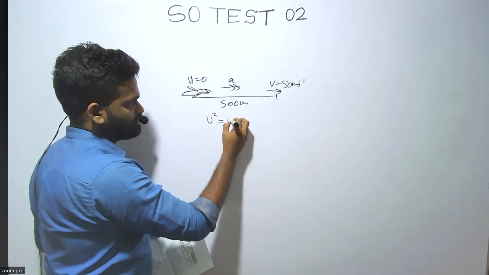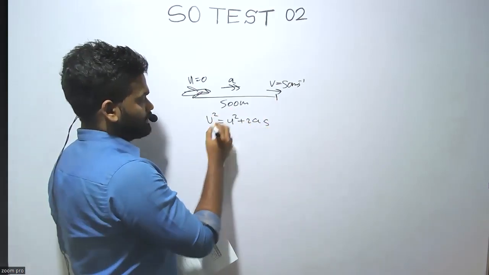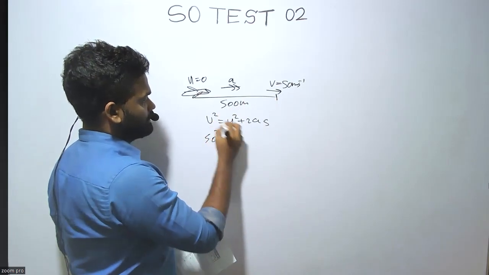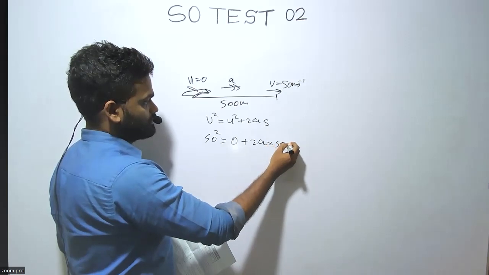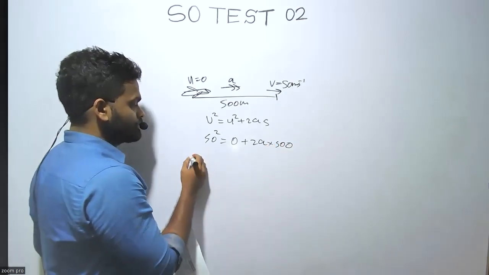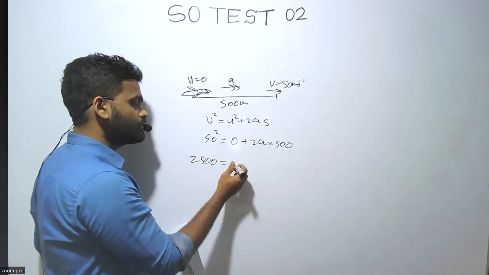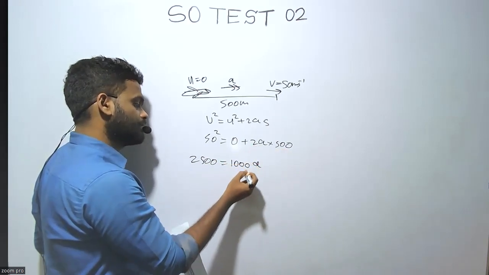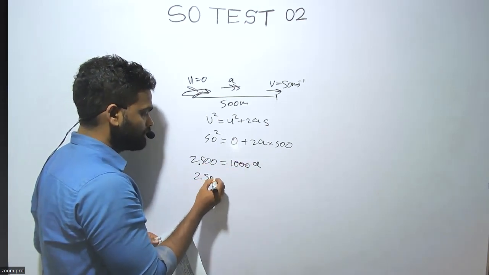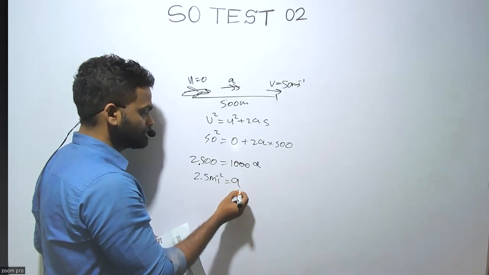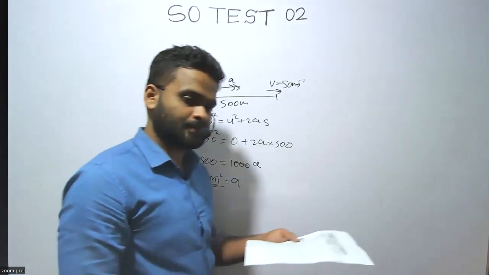So time is not involved, so you can use this equation. Final velocity 50, initial 0, plus 2a, distance is 500. This is 2500. This is 2 times 500, which means 1000, right? Then divide by 1000 on both sides. So it is 2.5 meters per square second. So that's the acceleration. Got it?